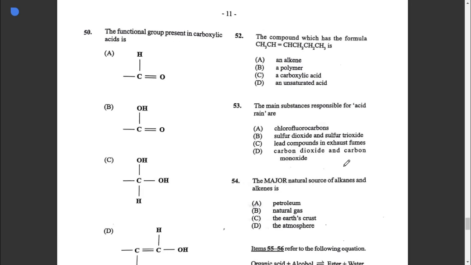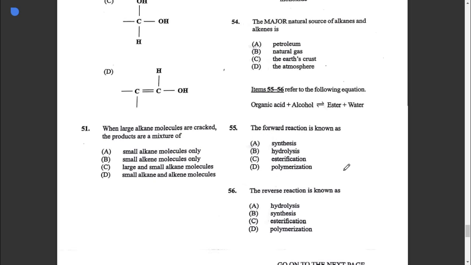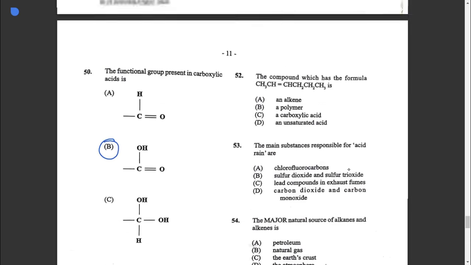50. The functional group present in carboxylic acid is C double bond OH. 51. When large alkane molecules are cracked, the products are a mixture of small alkane molecules only, small alkene molecules only, large and small alkane molecules, or small alkane and alkene molecules. And so we know that D would be the answer.